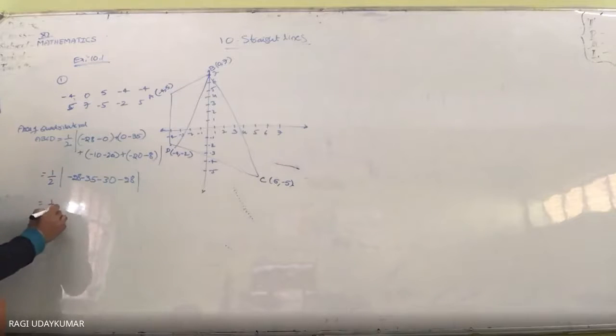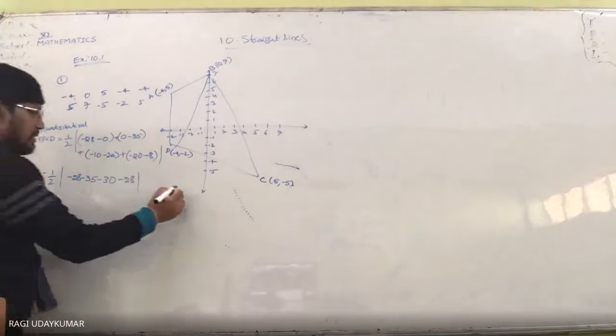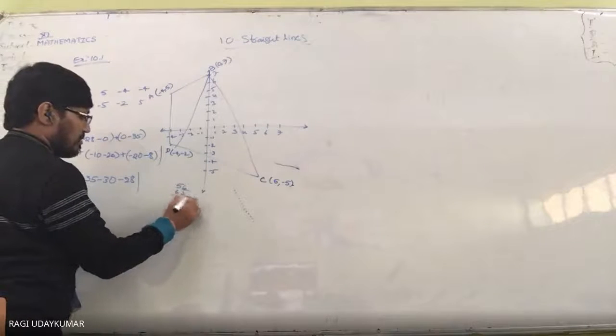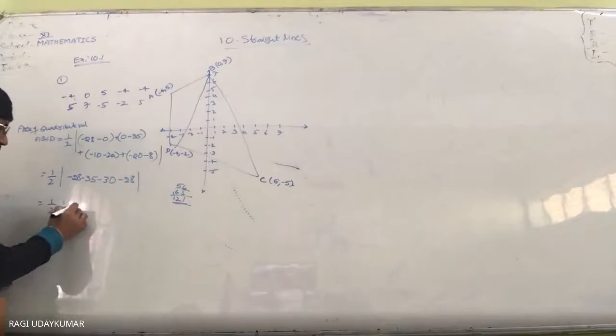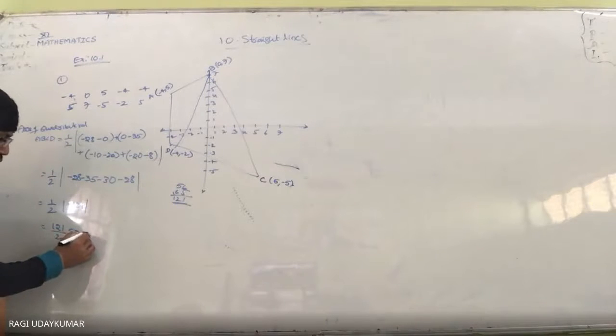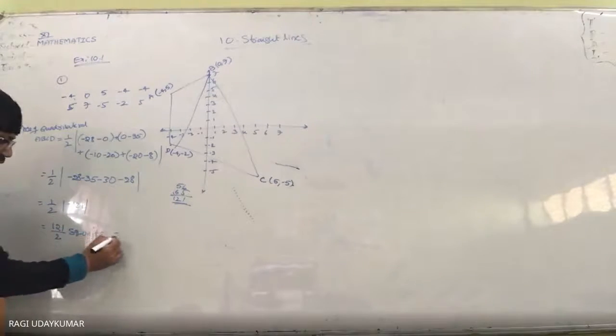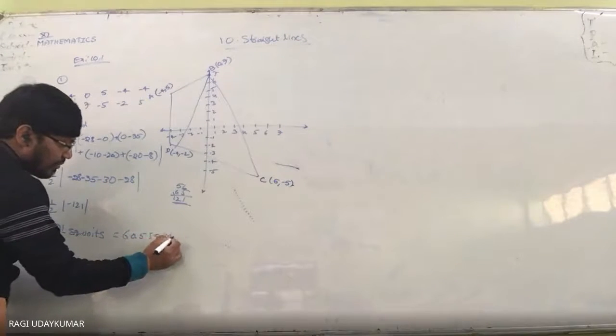Okay, half into 65, 28, 28, 56, 56 and 65, 1, 121. So modulus of minus 121. So 121 by 2 square units. Modulus is there, so you can write 60.5 square units.